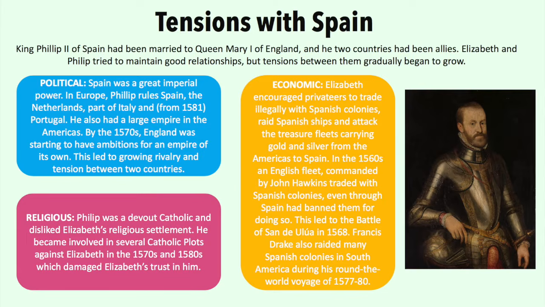In the 1560s, an English fleet commanded by John Hawkins traded with Spanish colonies, even though Spain had banned them from doing so. This led to the Battle of San Juan de Ulloa in 1568. Francis Drake also raided many Spanish colonies in South America during his round-the-world voyage between 1577 and 1580.